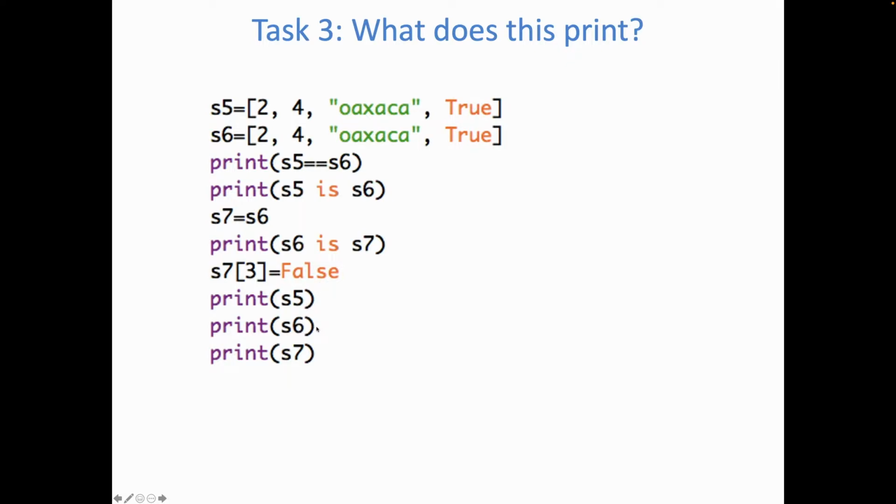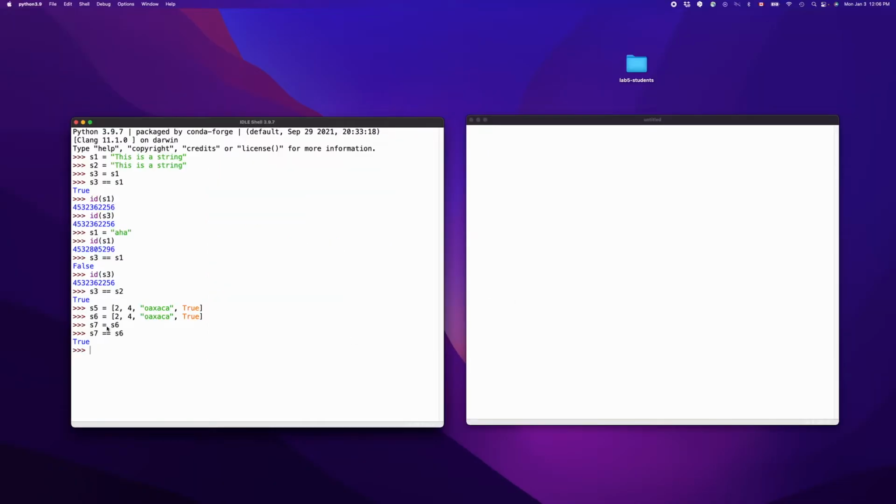So we will see that s6 will be 2, 4, this string, and false. And s7 will be 2, 4, this string, and false. While if we print s5, it's not changed, because s5 points to a different object from the other two variables, s7 and s6. So s5 will still be 2, 4, this string, and true. We will try this together.